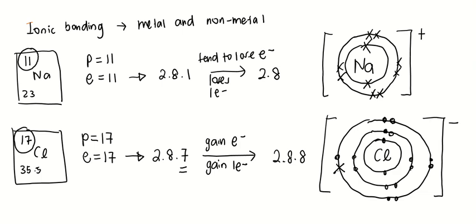Hi, in today's short video, I'll be going through ionic bonding, which is between a metal and non-metal. The example that I'll be using is sodium and chlorine.